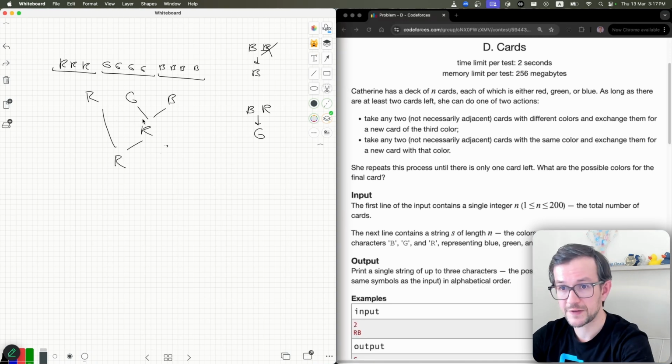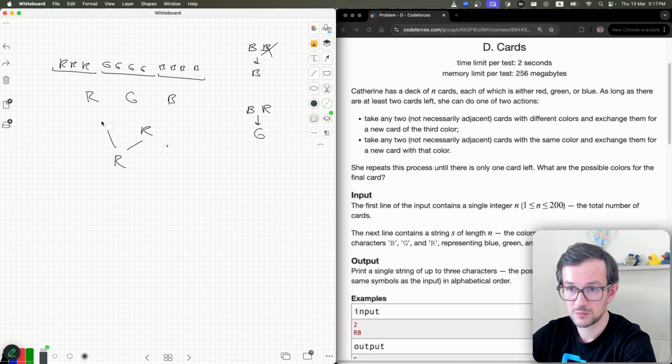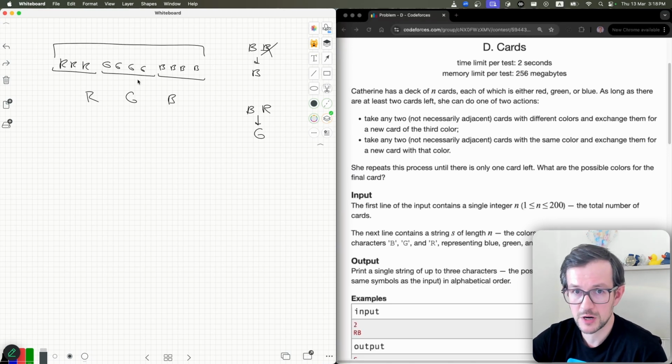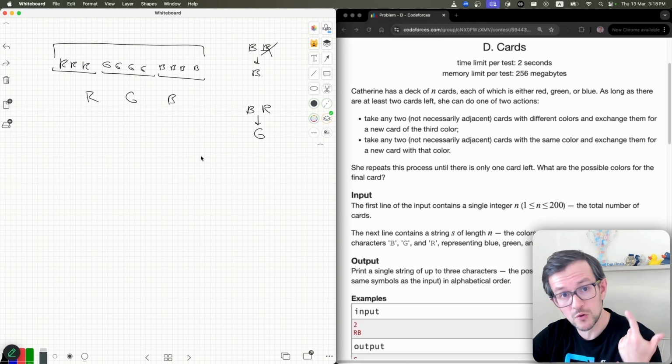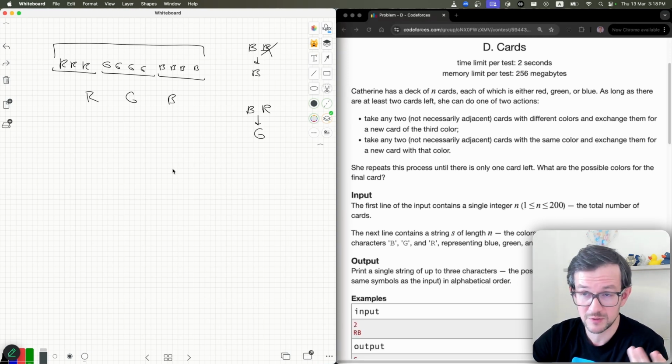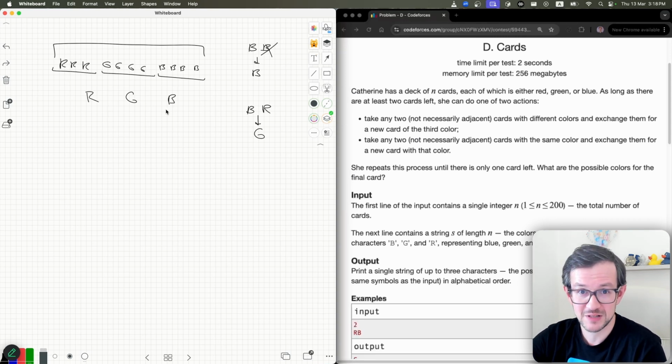So if we have a situation like this, one card of each type, then we can make any card in the end. And if you have all three types present in the initial configuration, then you can get any card in the end. Okay, so this is the first observation. If I have all three types in my array, then the answer is just all three types. That's one of three options actually. You may have one type, two types, or three types. If you have three types, then the answer is like this.